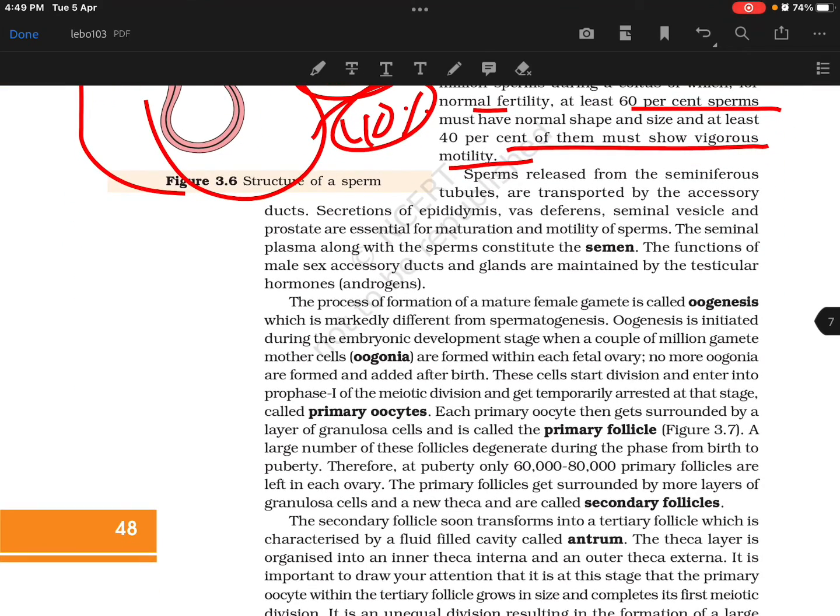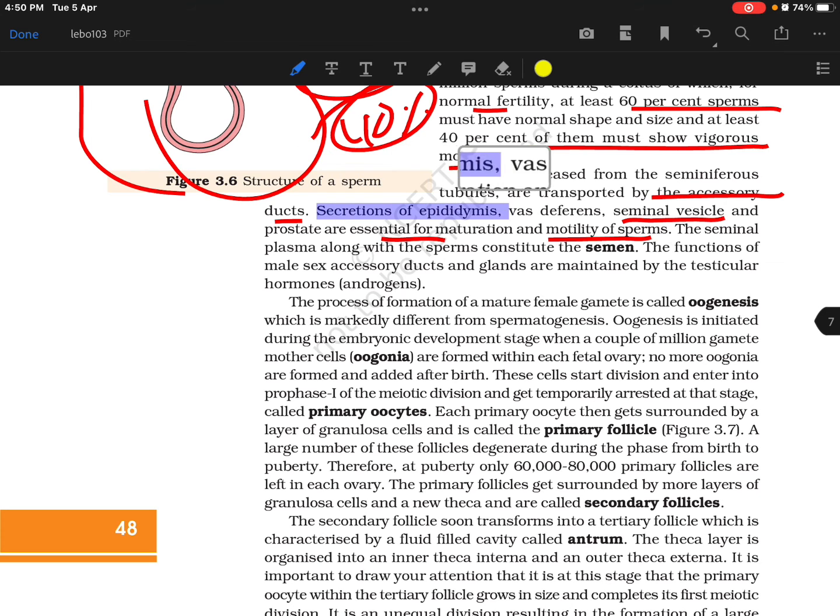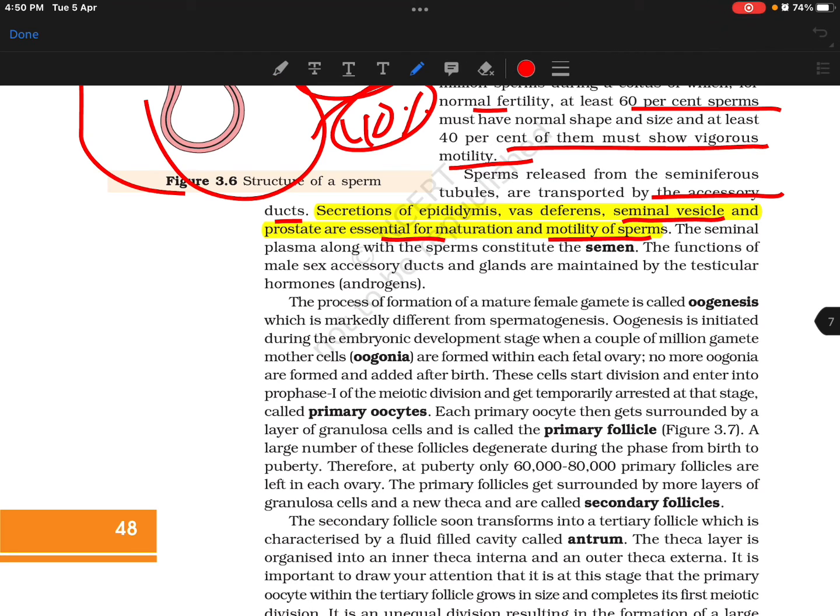Sperms are released from the seminiferous tubules and are transported by the accessory ducts. There are a lot of accessory ducts we discussed earlier. The secretions of epididymis, vas deferens, seminal vesicle, and the prostate are essential for the maturation and the motility of the sperm. Look at this. I hadn't observed the secretion of epididymis and vas deferens. I thought that epididymis and the vas deferens are just ducts which only conduct, but here it is written that epididymis also secretes some things and the vas deferens also secretes.